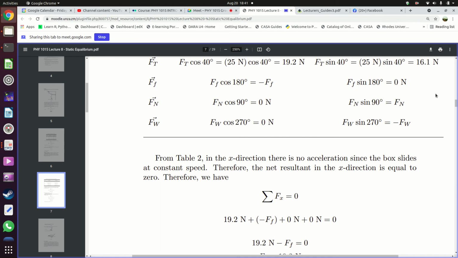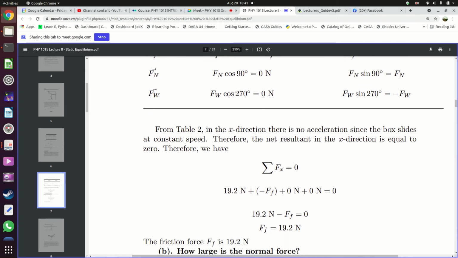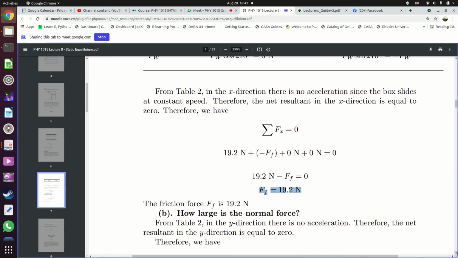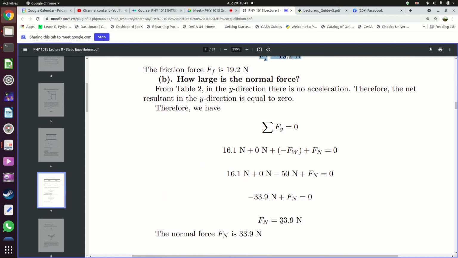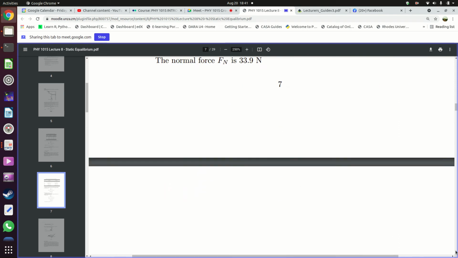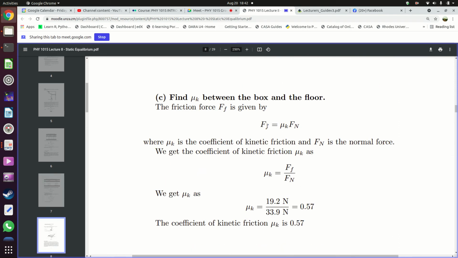Now we know the friction force and we know the normal force. Our friction force is 19.2 newtons. Our normal force is 33.9 newtons. With this information, if you know the friction and the normal force, then you can always find what the coefficient is.